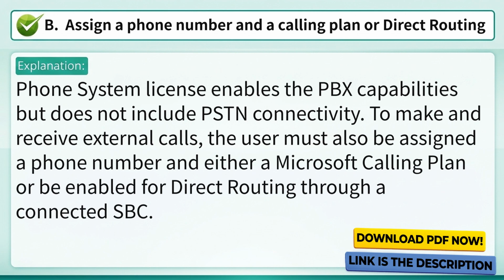Explanation: A phone system license enables the PBX capabilities but does not include PSTN connectivity. To make and receive external calls, the user must also be assigned a phone number and either a Microsoft calling plan or be enabled for direct routing through a connected SBC.